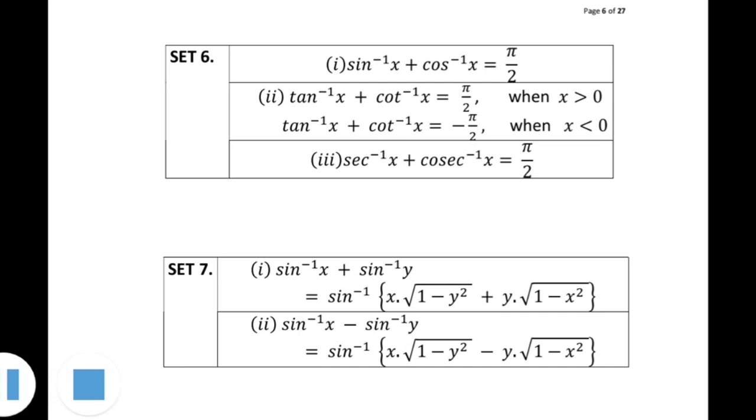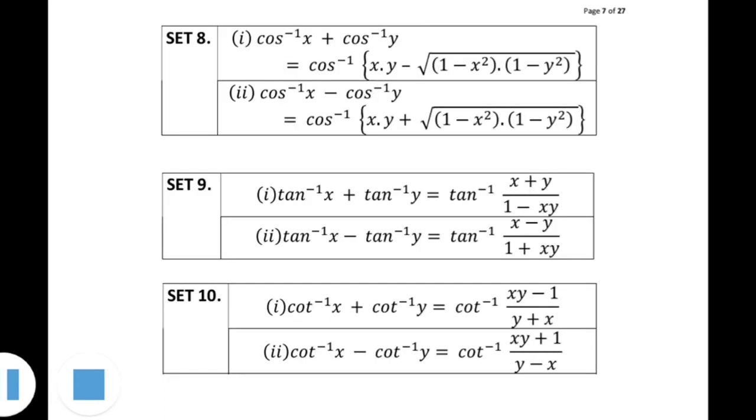Set 7. Sin inverse x plus sin inverse y equals sin inverse of [x into square root of 1 minus y square plus y into square root of 1 minus x square]. And secondly, sin inverse x minus sin inverse y equals sin inverse of [x into square root of 1 minus y square minus y into square root of 1 minus x square].